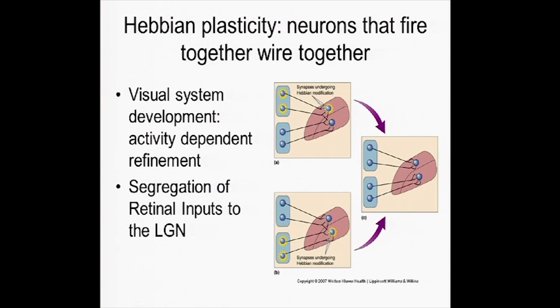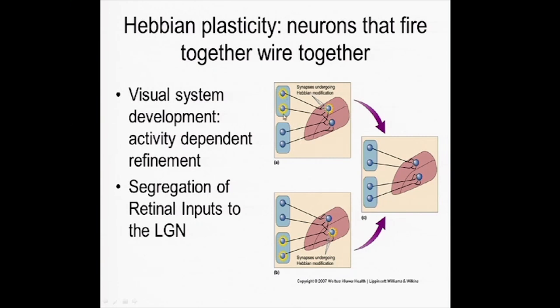So here's the visual system we might have from two different eyes projecting to the lateral geniculate nucleus. This is one of those nuclei in the thalamus, which is one of the relay stations of the visual system going to the visual cortex from the eye. And so initially, all of these guys are synapsing everywhere in the lateral geniculate nucleus, okay? Both left and right eyes.